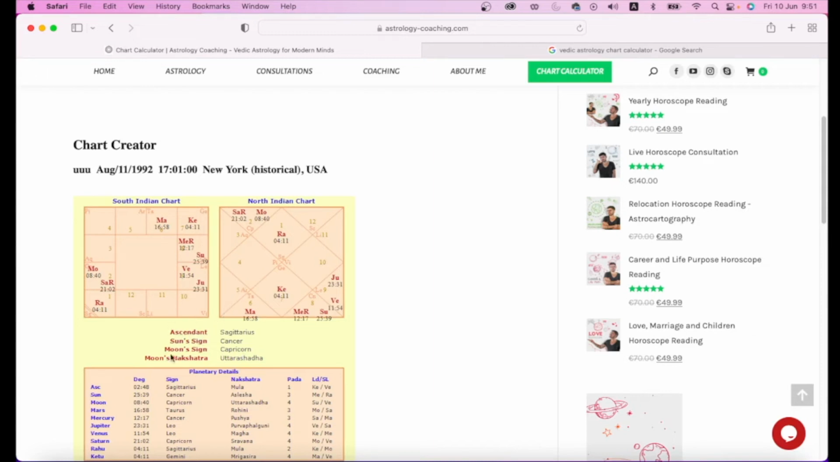Here in the middle you see your ascendant, sun and moon sign, and moon nakshatra. For this person, the ascendant is Sagittarius and the moon sign is Capricorn. So if you don't want to know anything more detailed, you just need to check the ascendant, Sagittarius, and the moon sign, Capricorn, and you can watch the videos related to transits for Sagittarius and Capricorn.